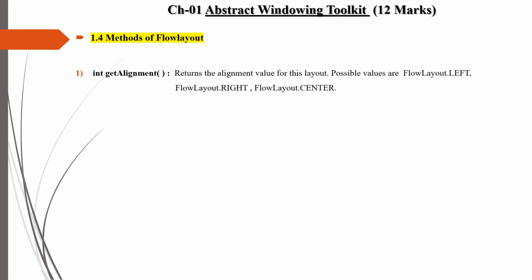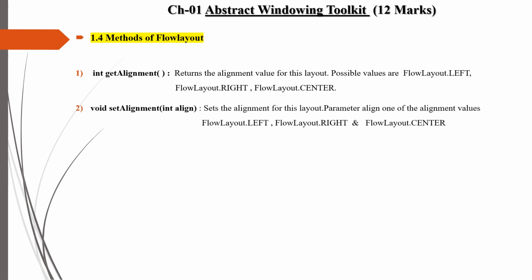Next we see some methods of flow layout. The first method is getAlignment. This method does not have any parameter. This method returns an integer value, so the return type of this method is integer. This method returns the alignment value for the layout. Possible values are FlowLayout.LEFT, FlowLayout.RIGHT, or FlowLayout.CENTER.